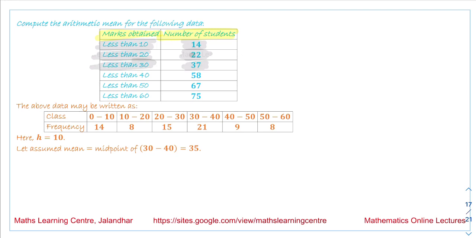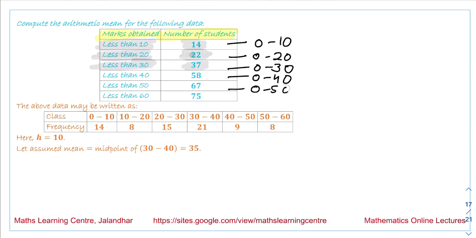So students less than 10 marks means we are talking about the students having 0 to 10 marks. Less than 20 marks means it is 0 to 20 marks. This is 0 to 30 marks. This is 0 to 40 marks. This is 0 to 50 marks, and this is 0 to 60 marks.